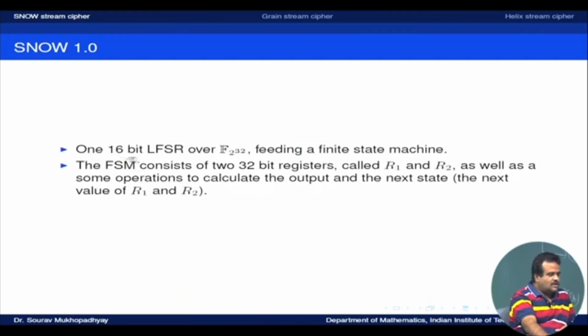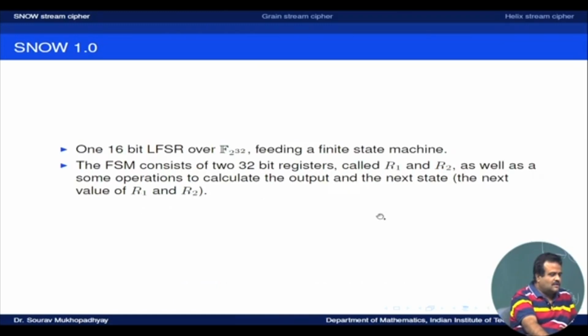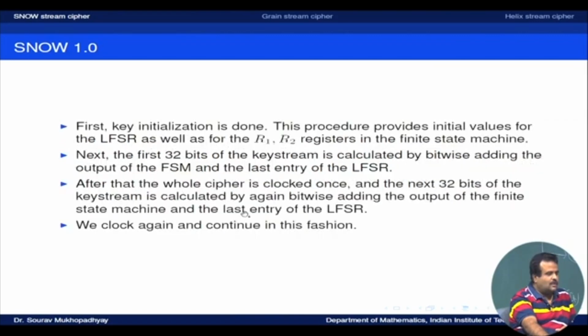This LFSR is a 16-bit LFSR, and we have a finite state machine. It has two registers, R1 and R2, and the operations calculate the next state by taking the values of R1 and R2. First, the key initialization is done. This procedure provides the initial value of the LFSR as well as of R1 and R2. So we are initializing everything, the LFSR and the registers R1 and R2, which are 32 bits.